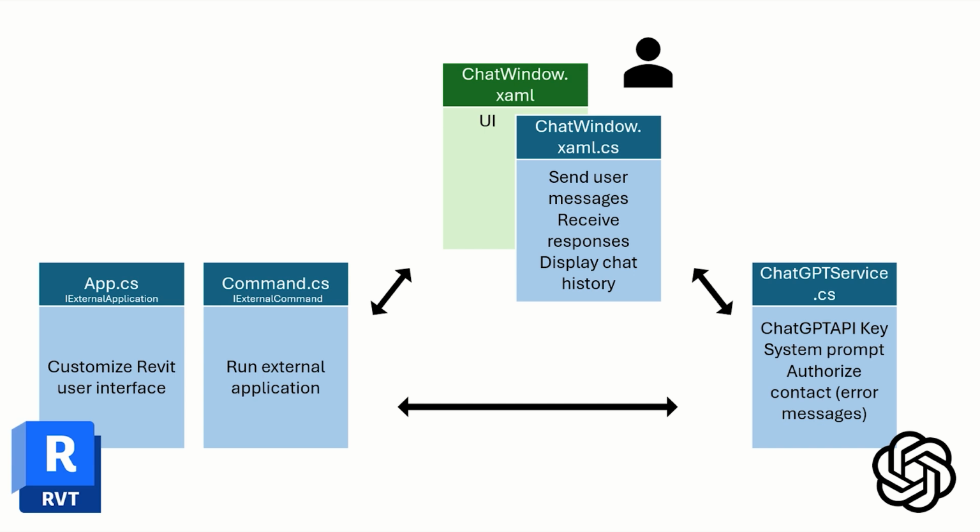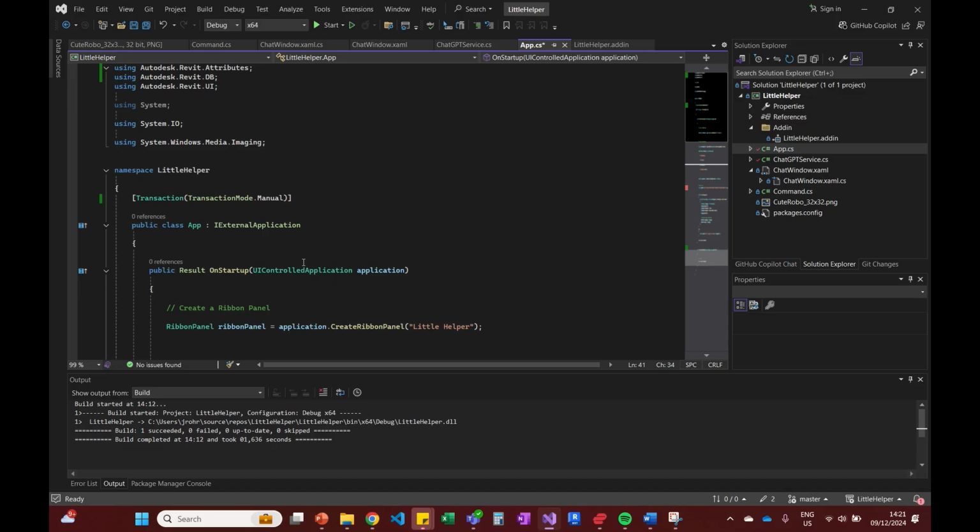Okay, let's look at what this looks like in real code now. So you can either download or clone the repository that I put on GitHub. You find it in the link below. And then what you want to do is open the solution file or SLN. And then once you've done that, it should look something like this. So you should find the 4 classes that we talked about, the app and the command, and then the chat window that consists of the XAML and the C# file, and then the ChatGPT service file.